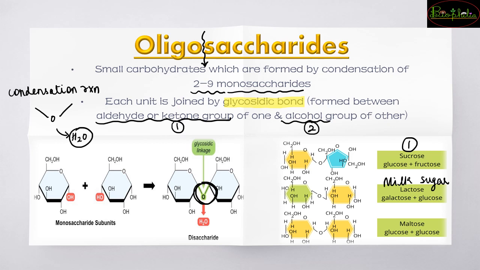Why? Because it has milk sugar, that is lactose. Sucrose, it is found in the cane sugar. Sugar cane सबने खाया है. It tastes sweet. Why? Because it has sucrose present in it.